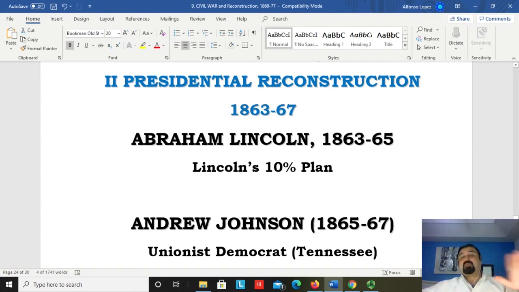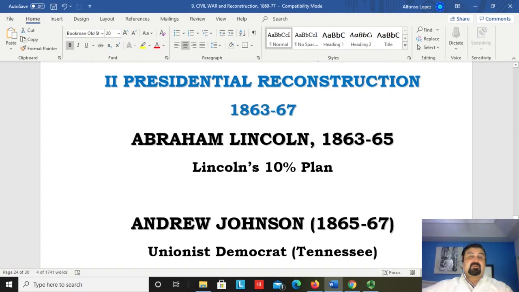Only 10%, again, of the population would have to support this new constitution that prohibits slavery, and you're good to go. You can actually create a new political system altogether, a new political order, and you're welcome back. In other words, some states in the South, some populations, were very much attracted to the 10% plan.